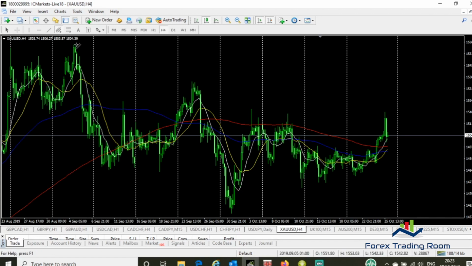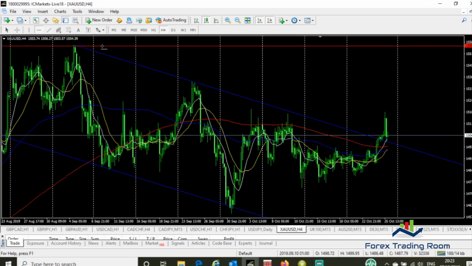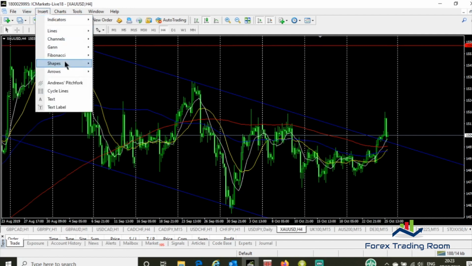Well, firstly, we need to identify the channel. So I like to put in an equidistant channel. It quickly and easily identifies the market direction and the trend. If we look here, we've got the market high around this area. Put this in.